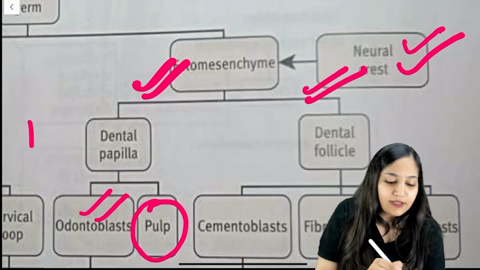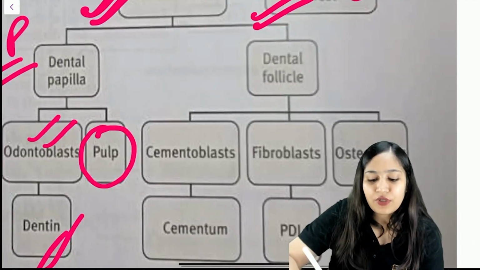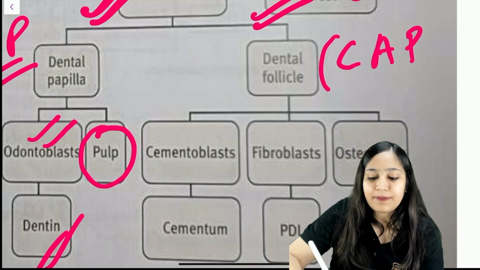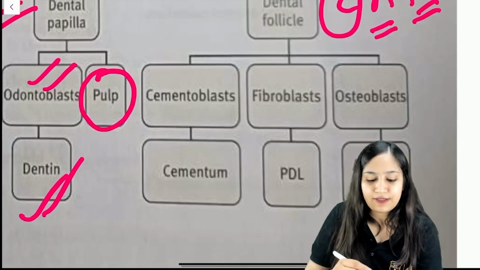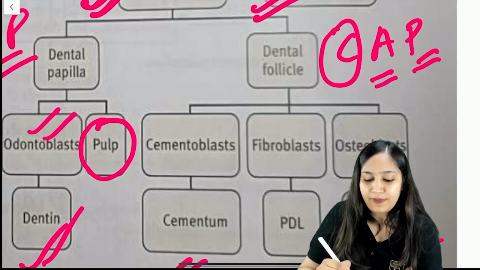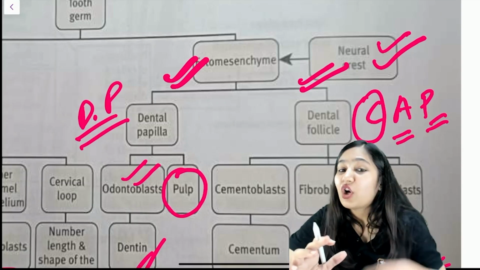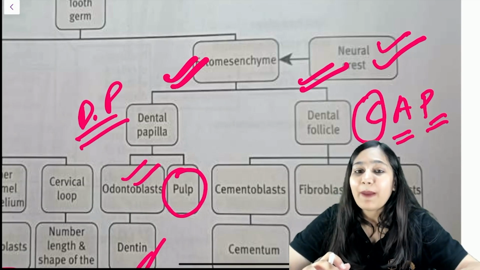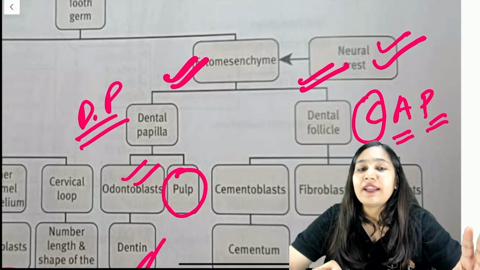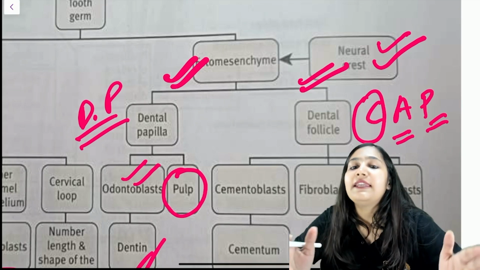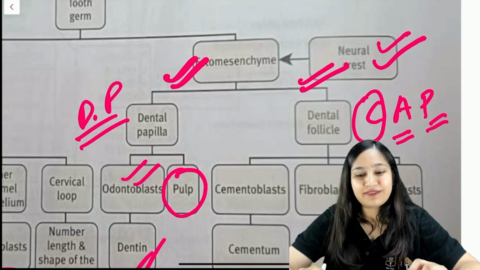So dental papilla, D and P, dentin and pulp, and dental follicle gives rise to CAP: cementum, alveolar bone and periodontal ligament. So enamel organ gives rise to enamel, dental papilla gives dentin and pulp, and dental sac or dental follicle gives rise to CAP, cementum, alveolar bone and periodontal ligament.